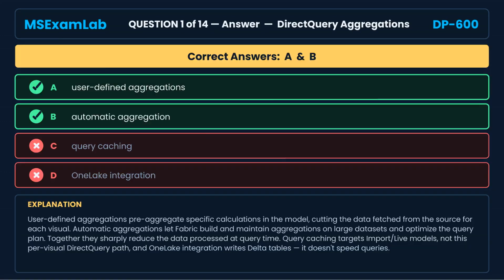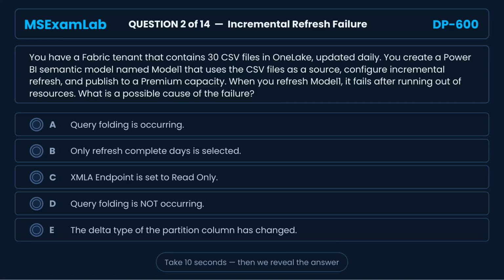The correct answers are A and B. User-defined aggregations and automatic aggregation. User-defined aggregations pre-aggregate specific calculations in the model, cutting the data fetched from the source for each visual. Automatic aggregations let Fabric build and maintain aggregations on large datasets and optimize the query plan. Together, they sharply reduce the data processed at query time. Query caching targets import/live models, not this per-visual DirectQuery path, and OneLake integration writes delta tables. It doesn't speed queries.